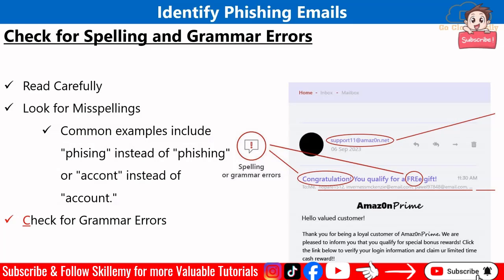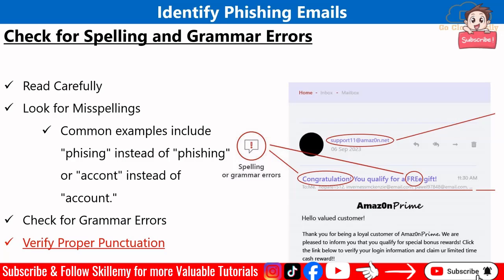Next one is check for grammar errors. Look for grammar mistakes or awkward phrasing in the email. Phishing email may contain grammatical errors or poorly constructed sentences because they are often written by non-native English speakers or automated script basically sometimes.